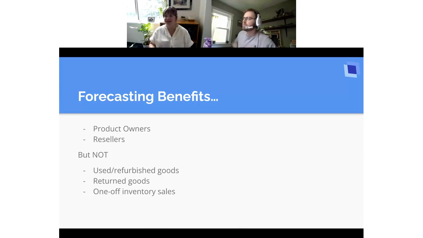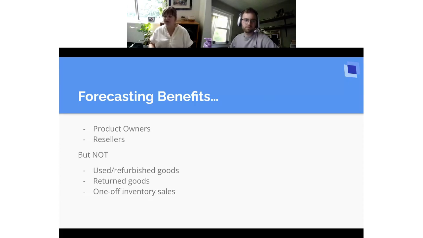Then, of course, product resellers. So if you're reselling any particular brand or something like that, then that's a great type of user that could use the forecasting feature. This won't be as beneficial for someone who's selling used or refurbished goods, where you don't really control what's coming in. You just take what's there and you sell it to the best of your ability.